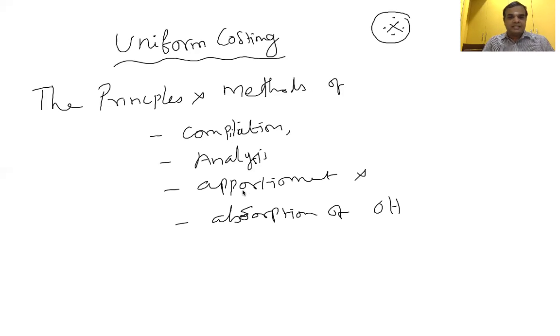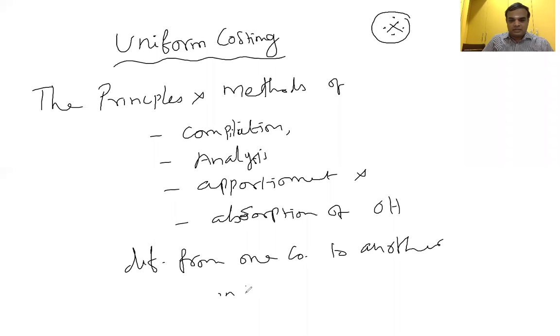Compilation, analysis, apportionment, and absorption of overhead differ from one company to another in the same industry. So, with respect to the same industry, company to company, the methods and the principles are going to change.